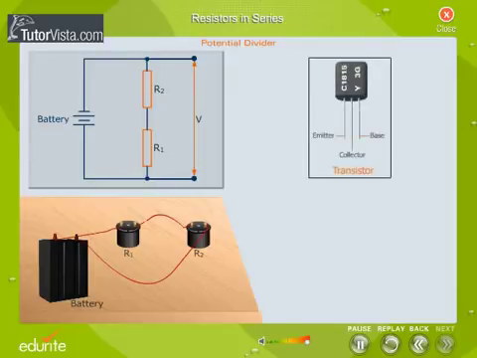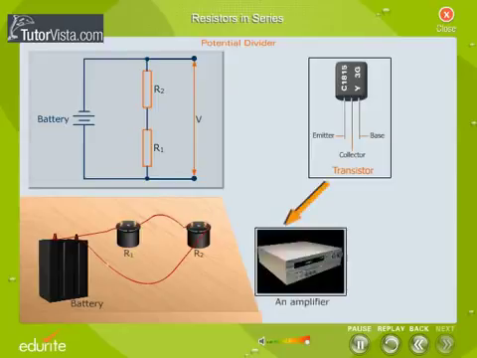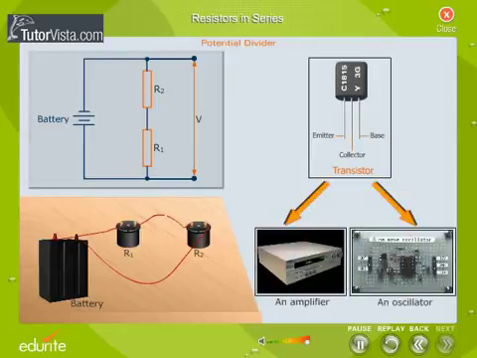For the normal working of a transistor, as an amplifier or as an oscillator, we may require a voltage less than the voltage of the battery in the circuit. In such situations, we make use of this voltage divider circuit. Let us understand how the voltage is divided across the circuit with the help of mathematical equations.